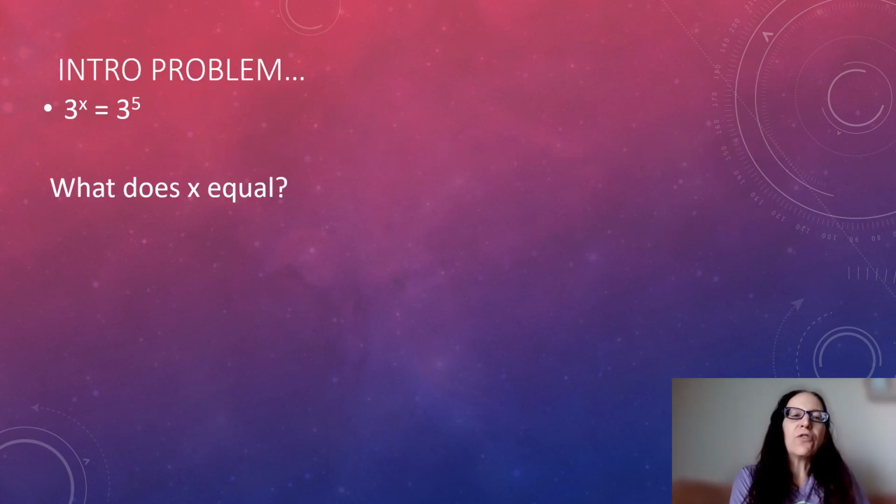Okay, so here's our intro problem, and I think this is fairly intuitive, but I do want you to take a moment and think about it. If you have 3 to the x equals 3 to the 5th, what does x equal? I'm going to pause and let you think about that.